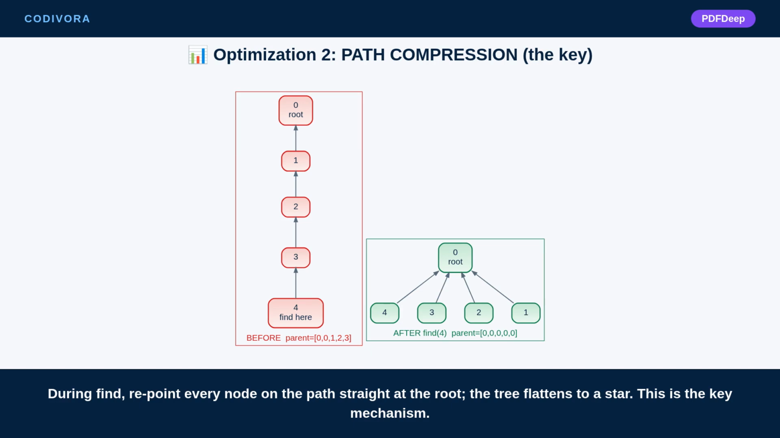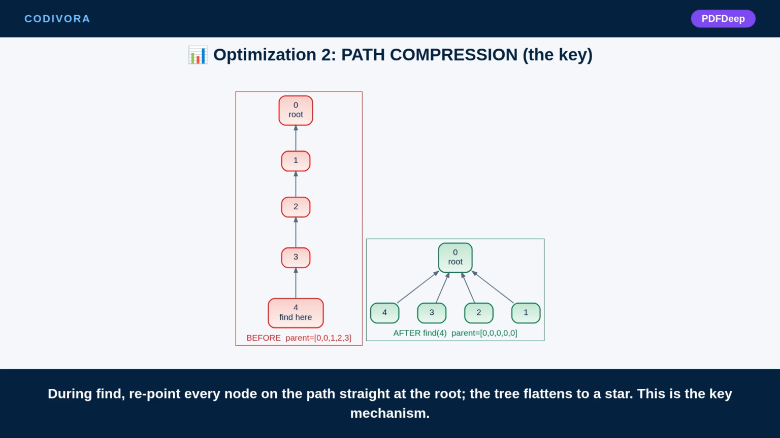The ugly chain on the left, 0 to 1 to 2 to 3 to 4, becomes a flat star on the right, where every node points straight at 0. The parent array goes from 0, 0, 1, 2, 3 to all zeros. You pay for the deep walk once, and every later find is a single hop.